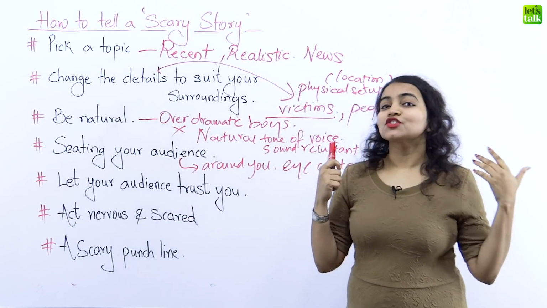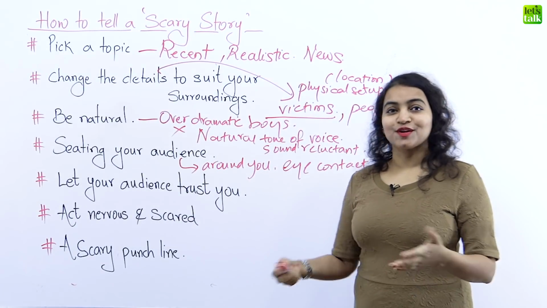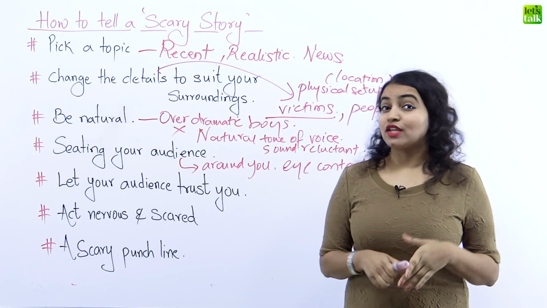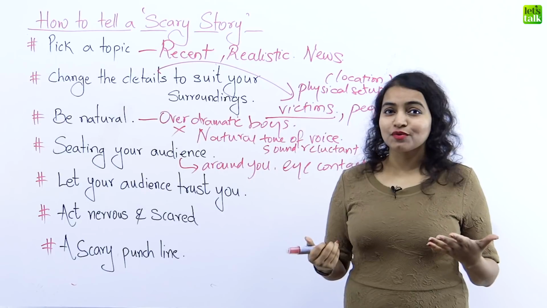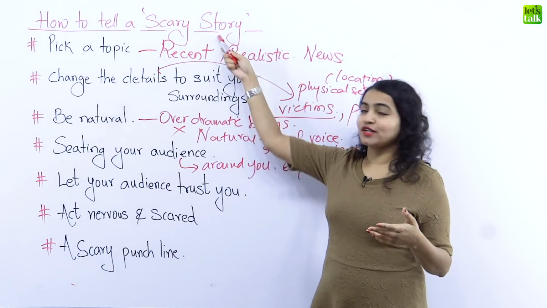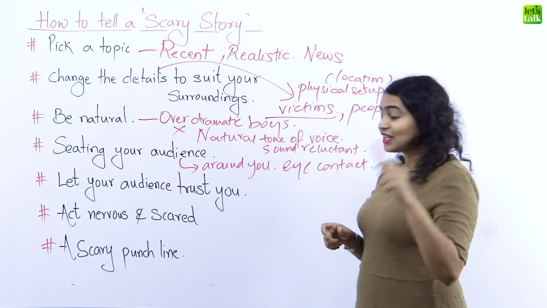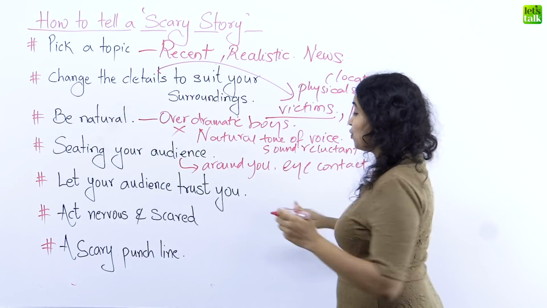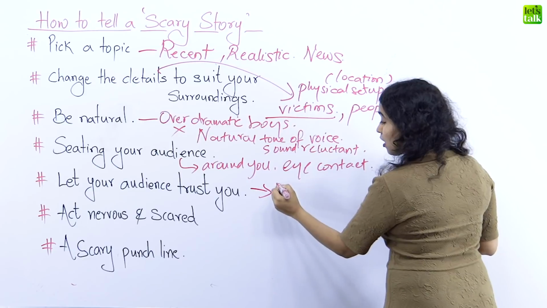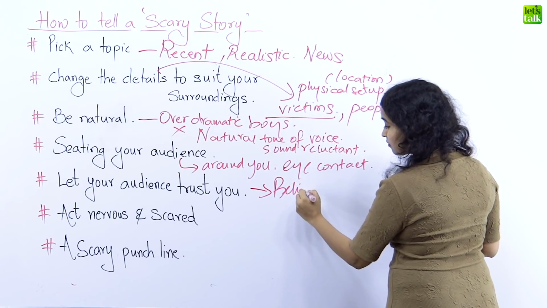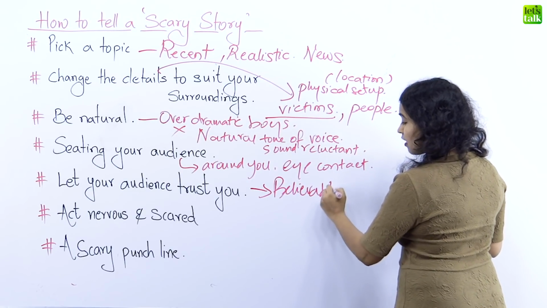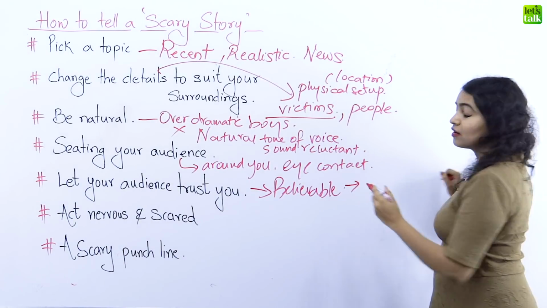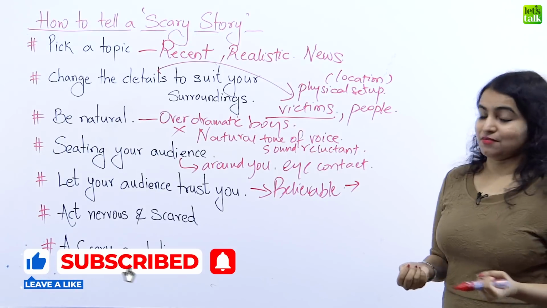Okay. Now, let your audience trust you, right? Now, when you tell a story to someone, whether it is a child or an adult, the person has to trust you. If they don't trust you, they don't believe you. And if they don't believe you, your story is no good, right? So let your audience trust you, because an audience can only trust you when you are believable. And how would you be believable? When you can evoke sympathy from them.